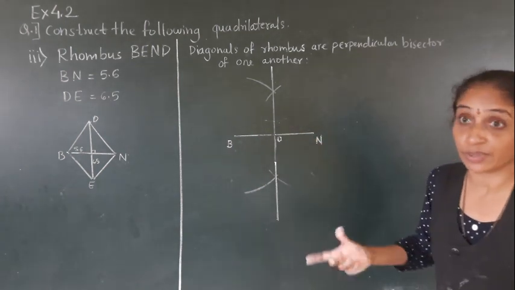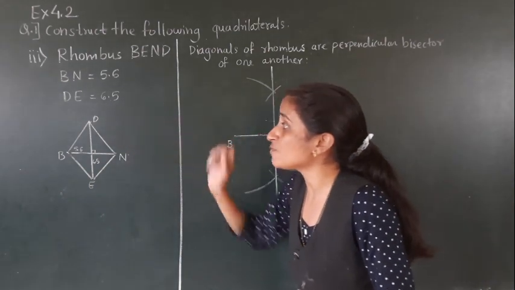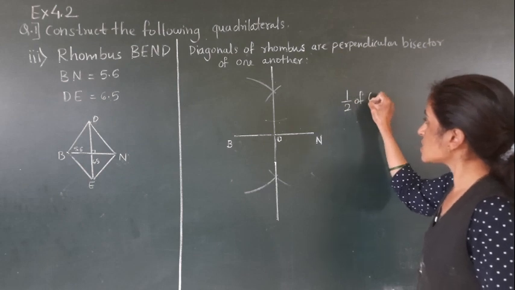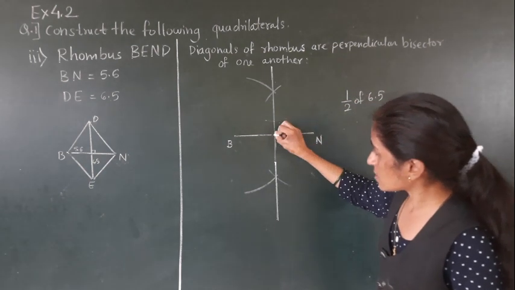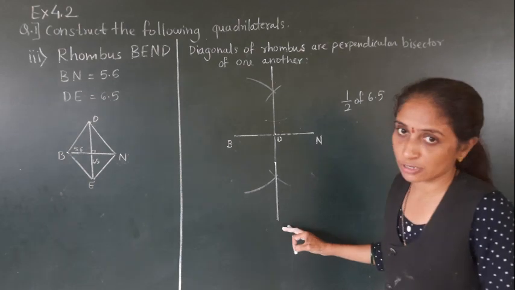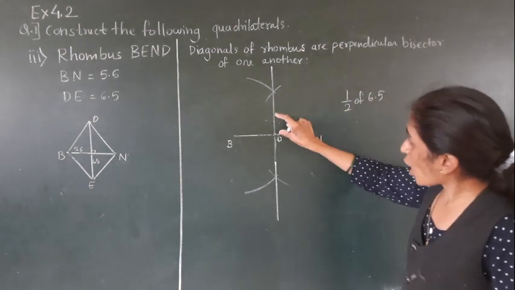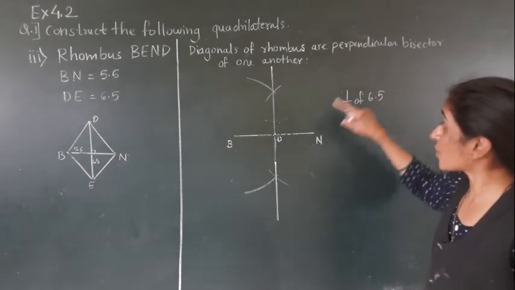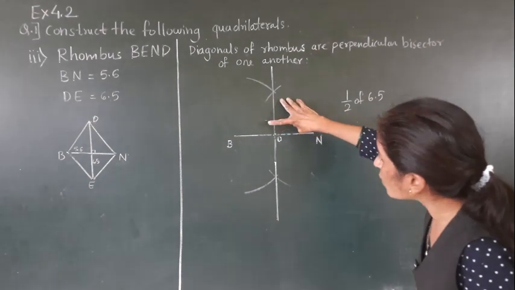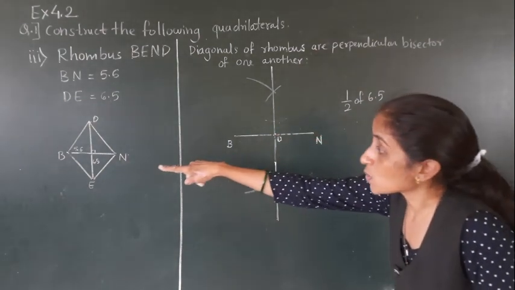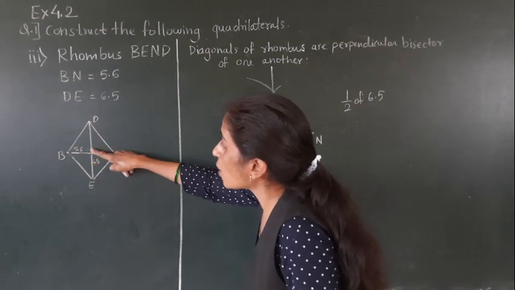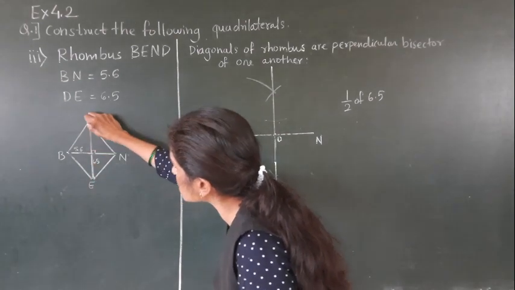This distance is 6.5. So what is the half of 6.5? See, this is the bisector. This point is the middle point of BN, and also the middle point of this line. So from this point we should construct up and down, and the total measurement should be 6.5. Now what we have to do is draw one arc here and one arc here. It should be equal from here and here. So how to make 6.5? This distance should be 6.5.